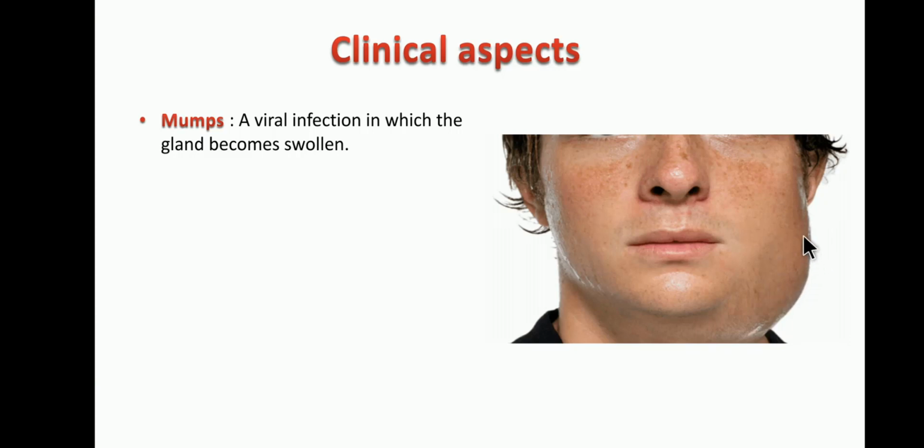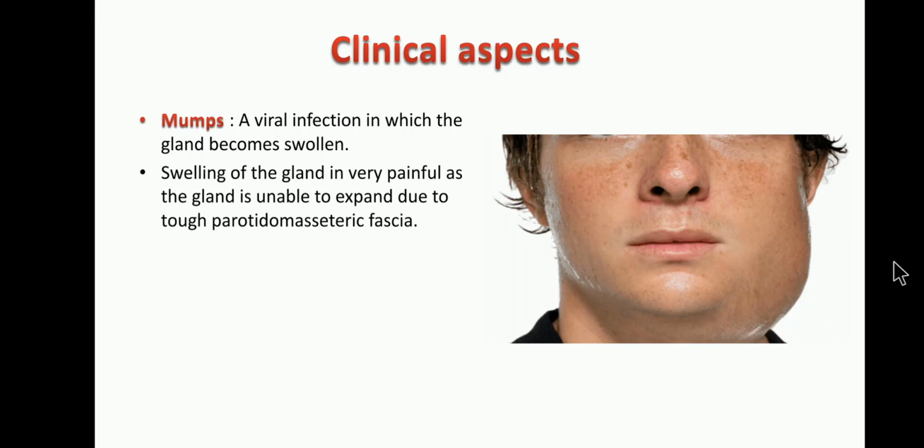A complication of mumps is that sometimes it might also spread to the testis. Other conditions, any infections, might also cause the gland to swell. Tumors of the parotid gland are also common. Mixed parotid tumors are called mixed tumors, and they are slow growing benign tumors.